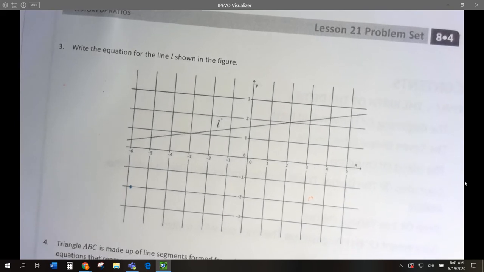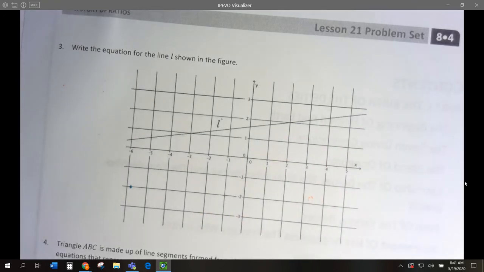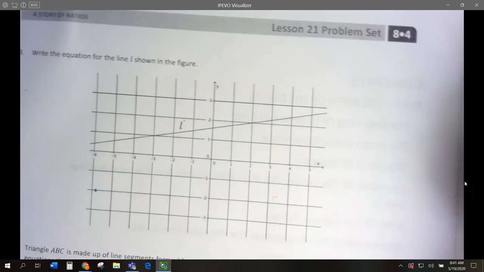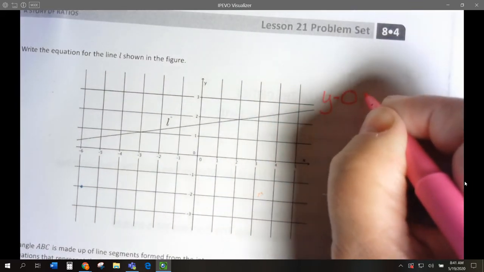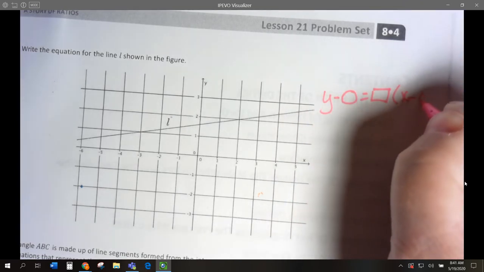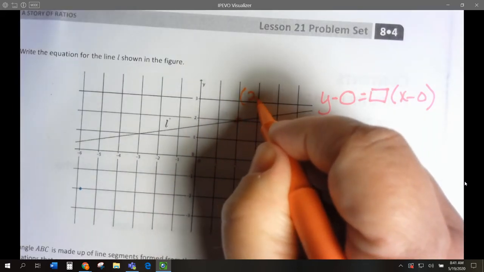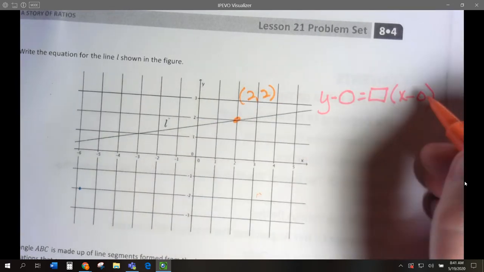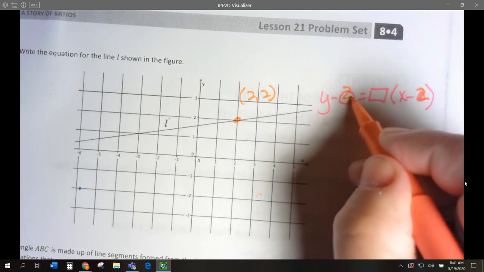Here they want us to do the same thing. So I'm going to write over here. I'm going to do it on this side. Y minus our y coordinate equals our slope m times x minus our x coordinate. So let's pick a point. I'm going to pick this point right here, and it is 2, 2. So x goes in for our x here. Y goes in for the y here.